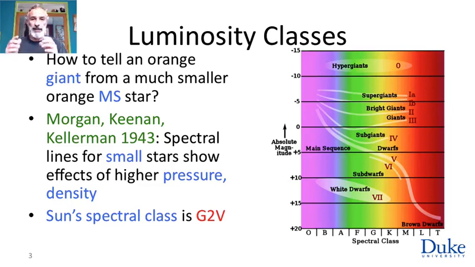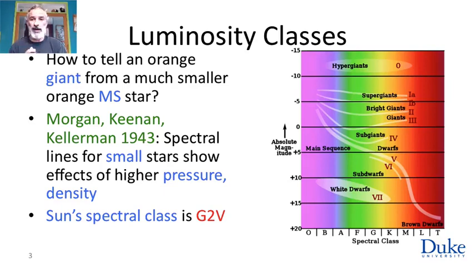Smaller stars at a given temperature tend to have denser, higher pressure atmospheres. It's in the atmosphere that we're observing the absorption line spectrum. A denser, higher pressure atmosphere exhibits broader spectral lines. As you condense matter more and more, the spectral lines broaden. Of course, if you condense it all the way to a solid, you get a black body spectrum. That's sort of the extreme case.